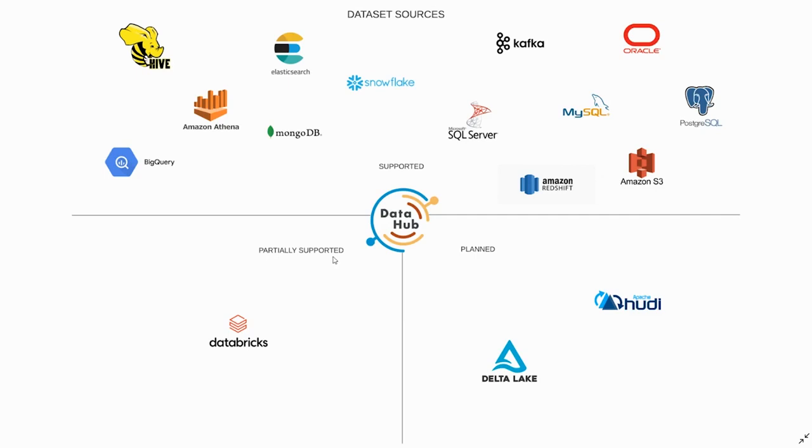Under partially supported, we have Databricks. Towards the right side, we have DeltaLake and Apache Hudi that are planned to be a part of DataHub in the near future.